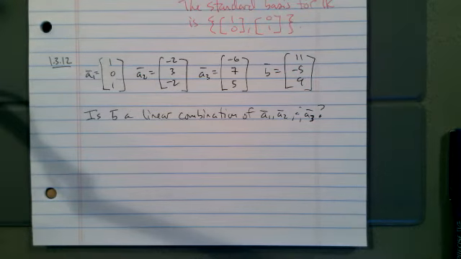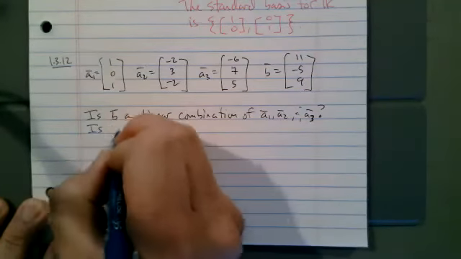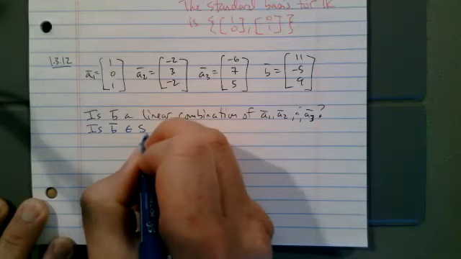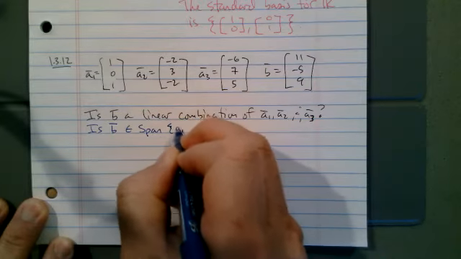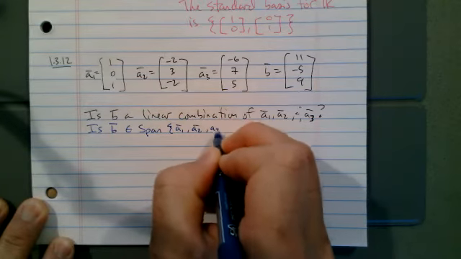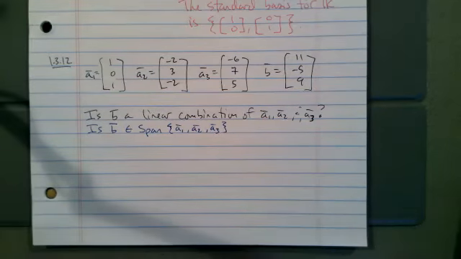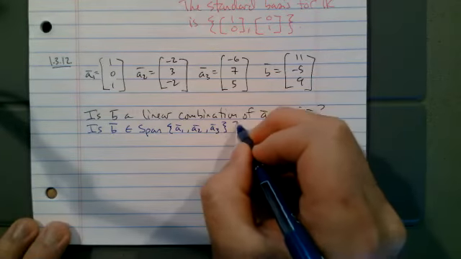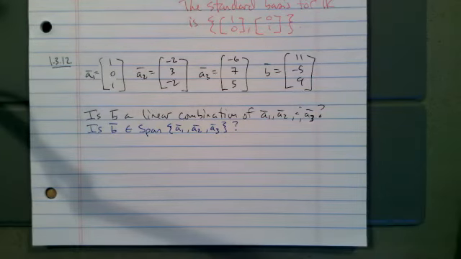I want to write down some alternate formulations of this exact same question. So we want to determine if B is a linear combination of A1, A2, and A3. We could ask this question equivalently by saying, is B in the span of A1, A2, and A3? Because the span of A1, A2, and A3 is the set of all linear combinations of A1, A2, and A3. And we're just asking if B is one of those linear combinations.